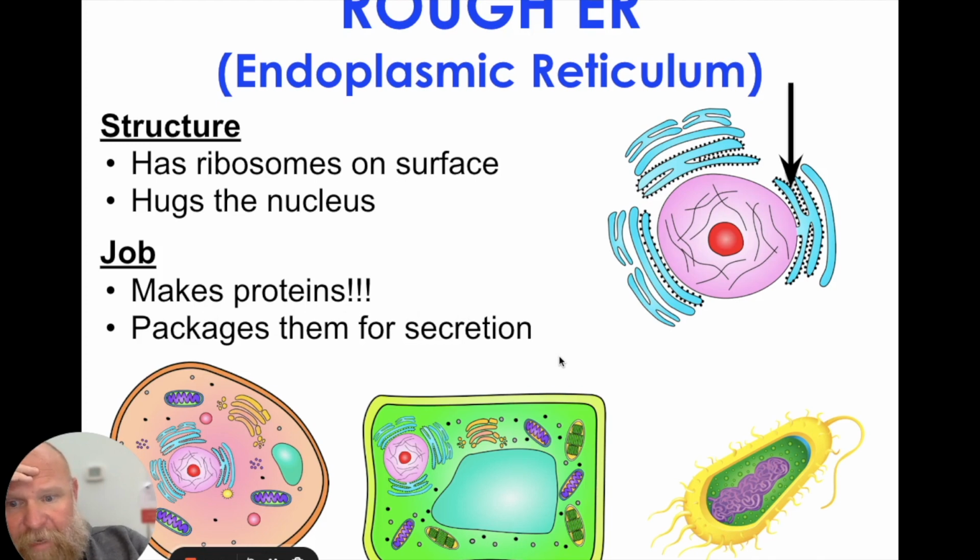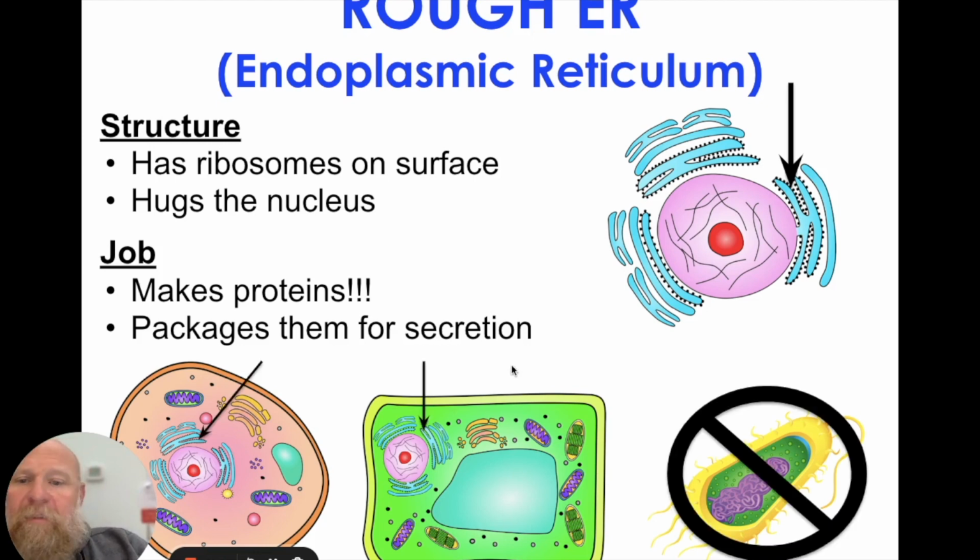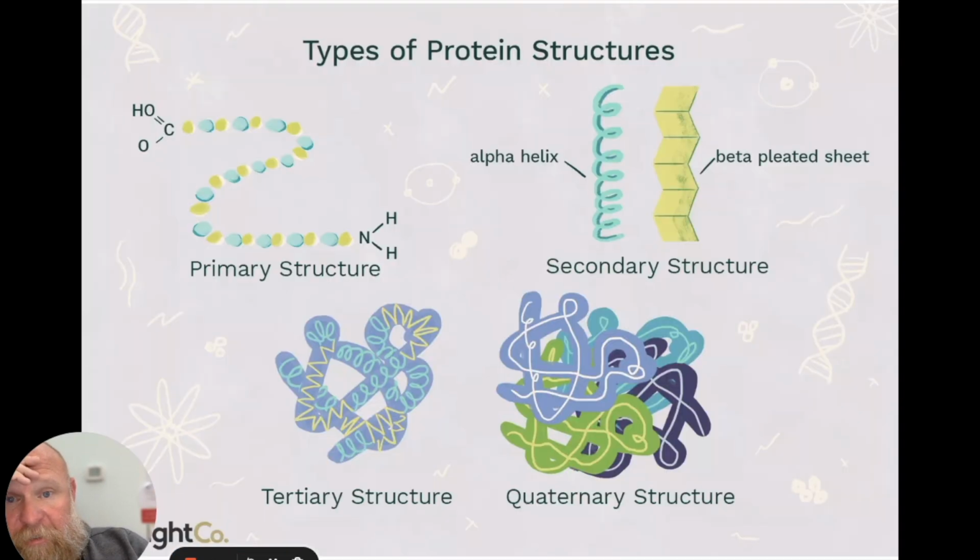Now, on this next slide, it's going to be reminiscent of when we talked about proteins, when we were talking about macromolecules. Because when the rough ER packages up the proteins, and yes, it is in the eukaryotic cells, rough endoplasmic reticulum is in the eukaryotic cells, but not in the prokaryotic cells. So let's look at this, though, when we're talking about packaging up the proteins. So the proteins get packaged up in a couple different ways.